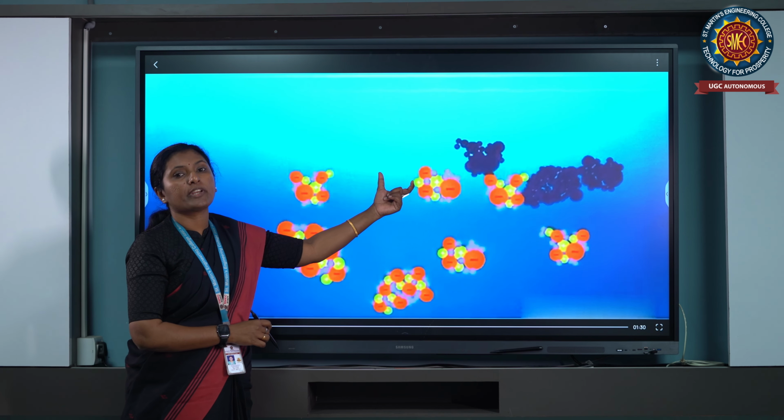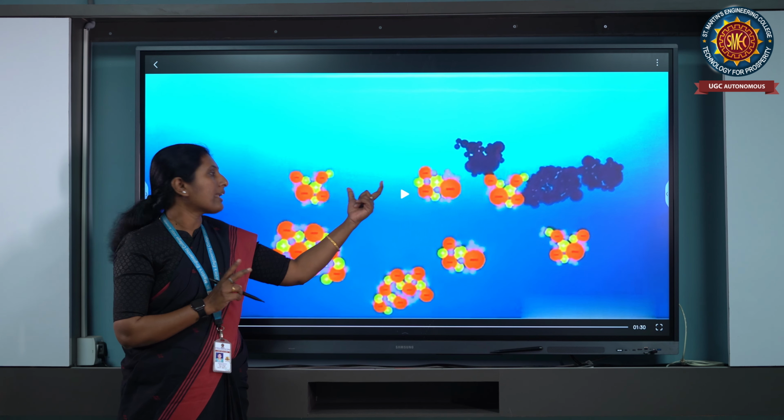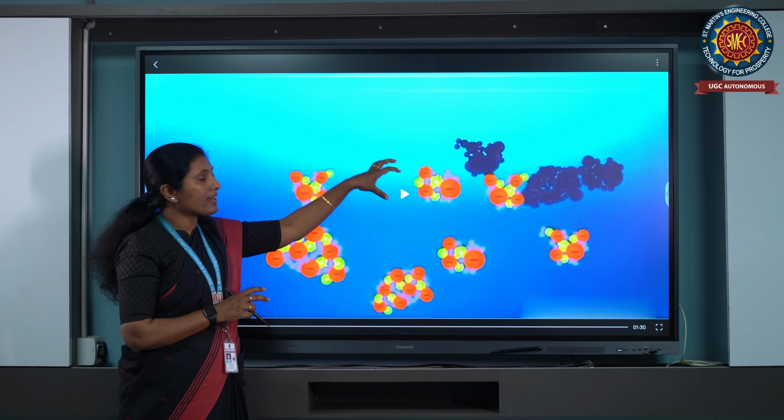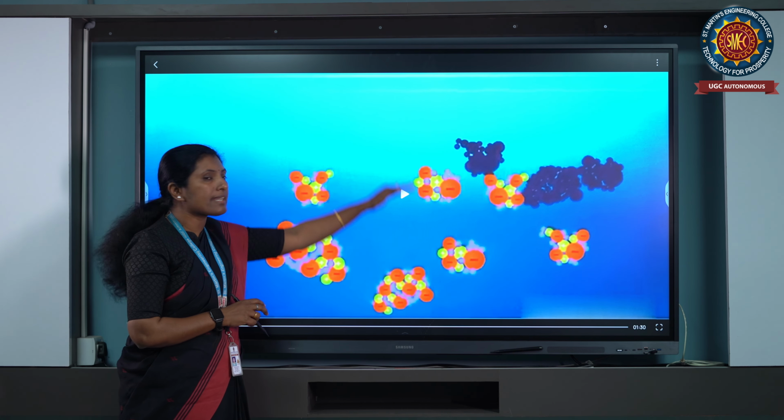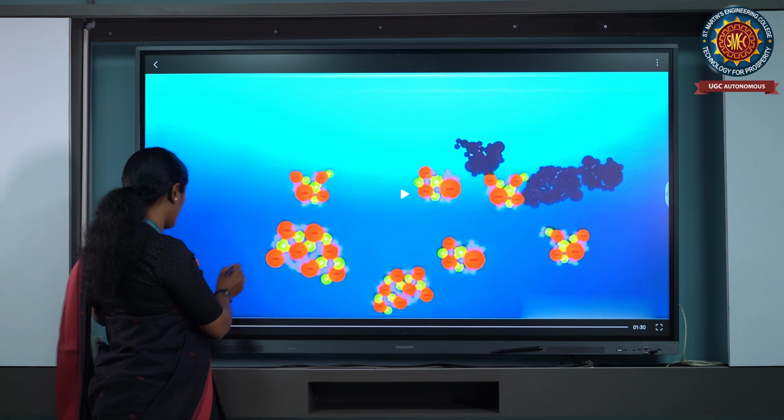See here, precipitate formed. What did we add? Two chemicals. One is alum, the next one is calcium hydroxide. So aluminum hydroxide will form, and aluminum fluoride will form. These are all precipitates. They settle down during the sedimentation process.